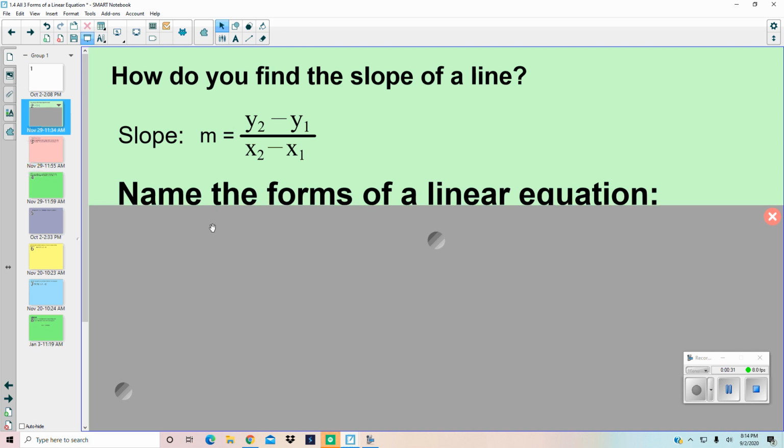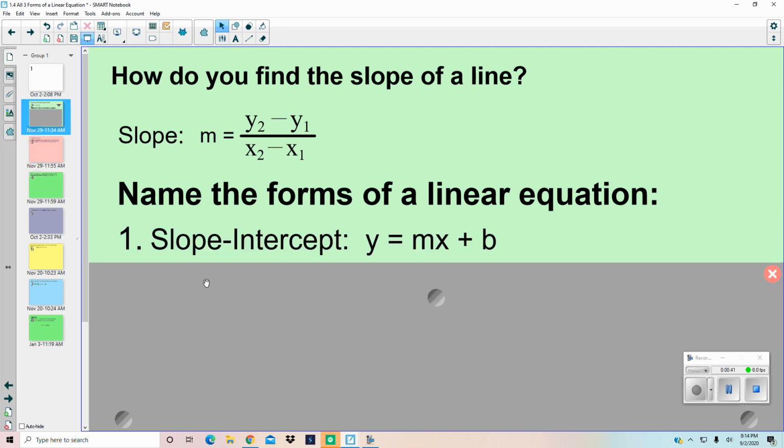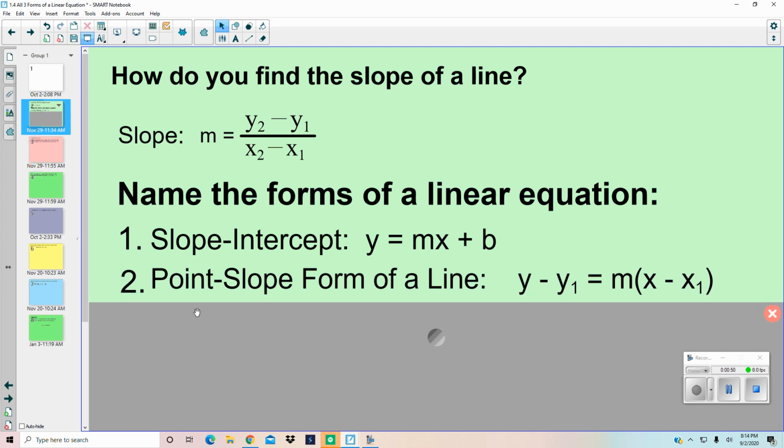Also, when you think of forms of a linear equation, you should be able to name at least one common form of a linear equation, and that would be slope-intercept form. Okay, so that's y equals mx plus b. The second form that I want you to think of is point-slope form. That's y minus y1 equals m times parentheses x minus x1.